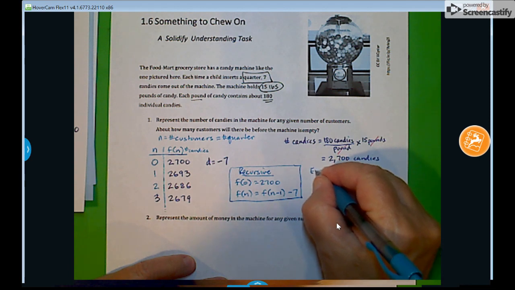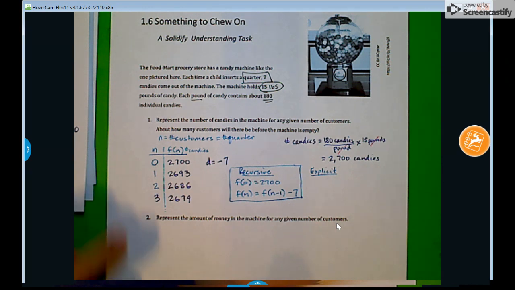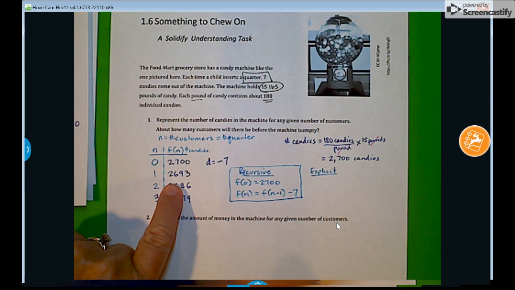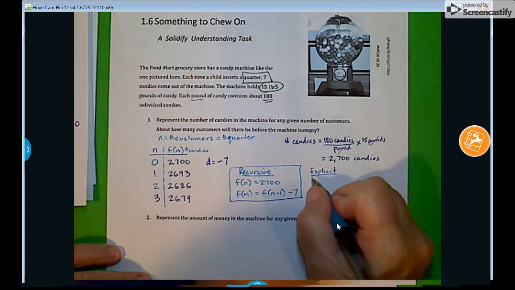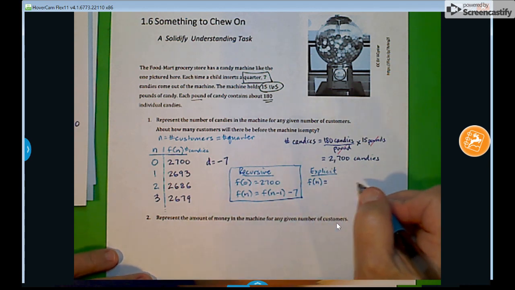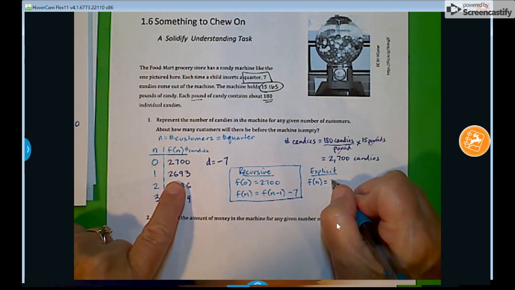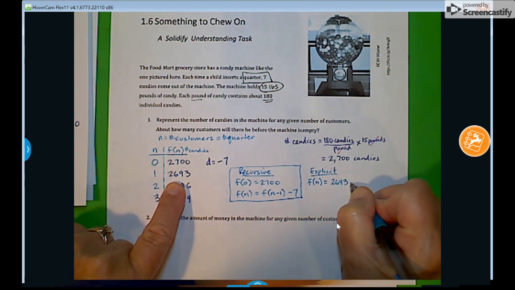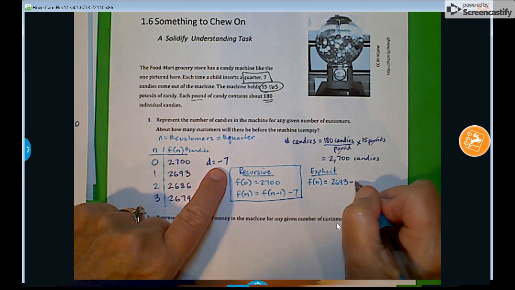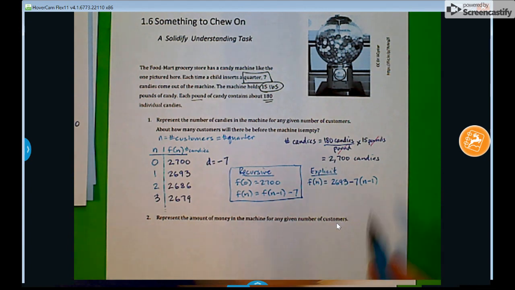Explicit formula. We're used to using the first term for our explicit formula, so since we already know about the first term, let's go ahead and do that here. F of n equals term 1, 2693 plus the common difference, which is minus 7, times n minus 1. That would be our explicit equation using the first term.